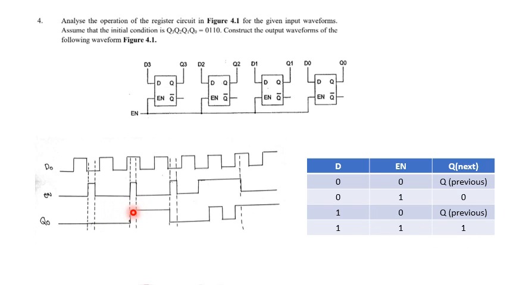So here will be 1 and continue until it reaches En3. For the En3, the En is equal to 1 and the D is equal to 0. Based on the truth table, it will be 0. So here will be 0 and continue until here. From here, the En is equal to 1 and the D is also equal to 1. So it will be 1 here.